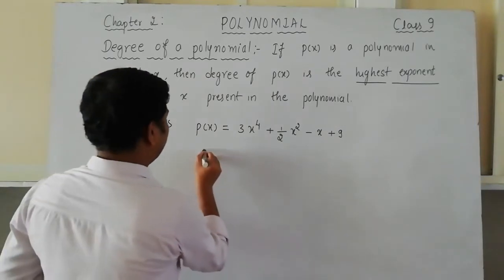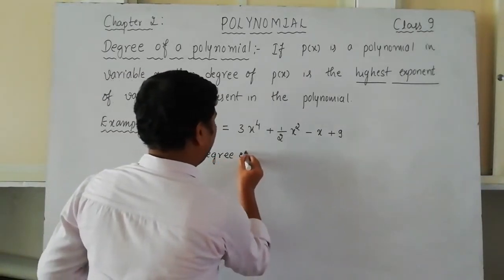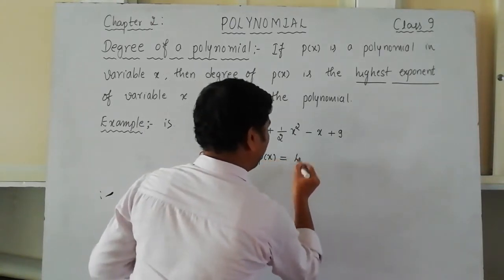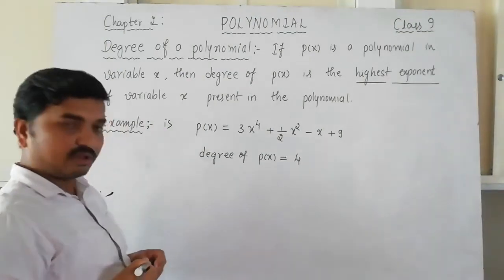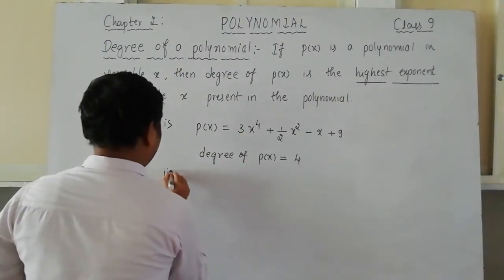Okay, in the next line you can write down degree of p of x is equal to how much? 4. Okay, degree of p of x is 4. In the same sense, I am going to write one more example for you.